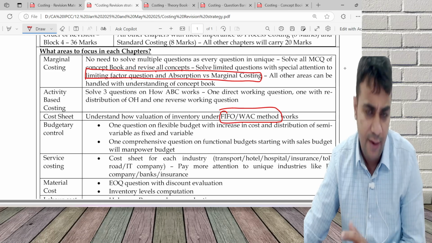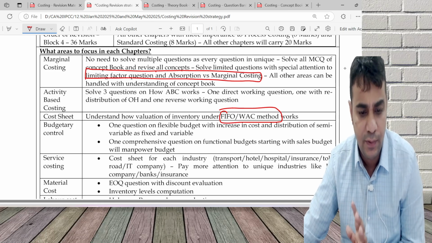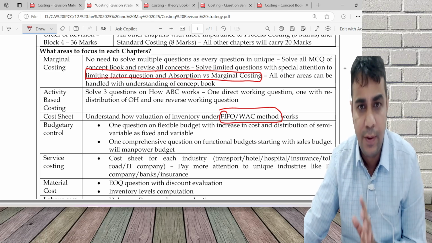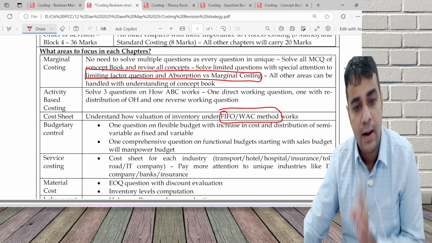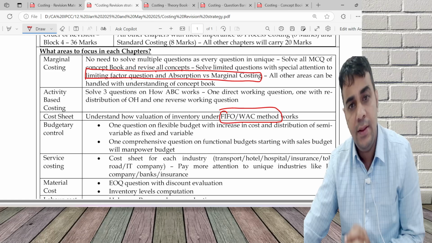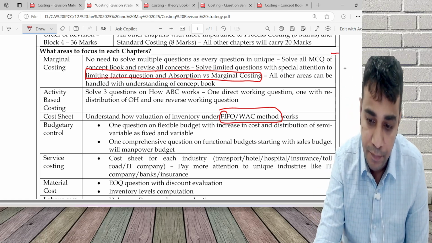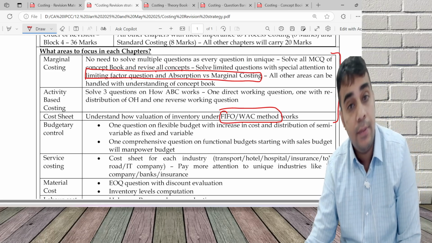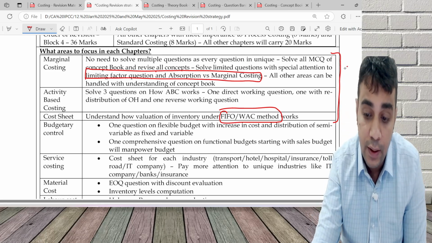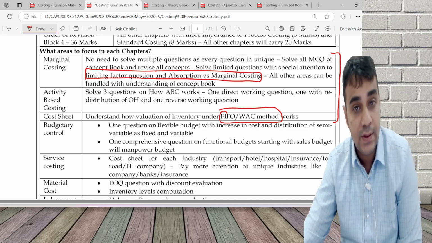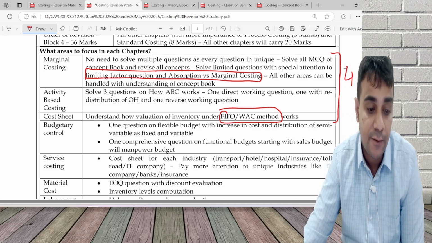And see, every chapter concept book is very critical. MCQ solving has to be very critical because MCQ you can cover it faster, and in that phase you'll be able to complete it. So these three, the day before exam, can get over in 4 to 5 hours of preparation.